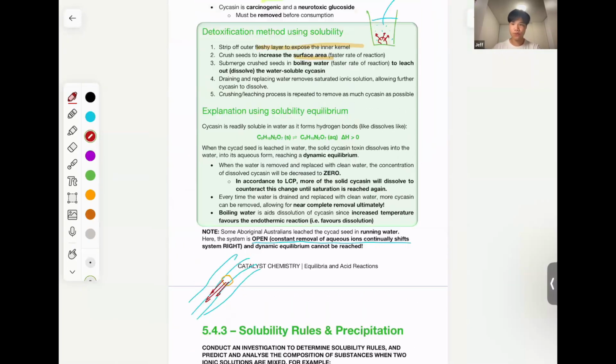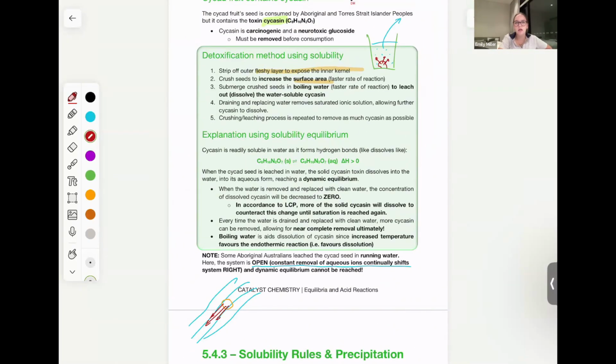Any questions on those two? Yeah, sorry. With the cycad, like the steps to detoxifying it, do we have to know those? Would they ask us a question like, how did they take out the toxins? 4 marks. Exactly that question. Okay, so we should just memorize those steps. Correct. Yes. So it'd be 4 marks.